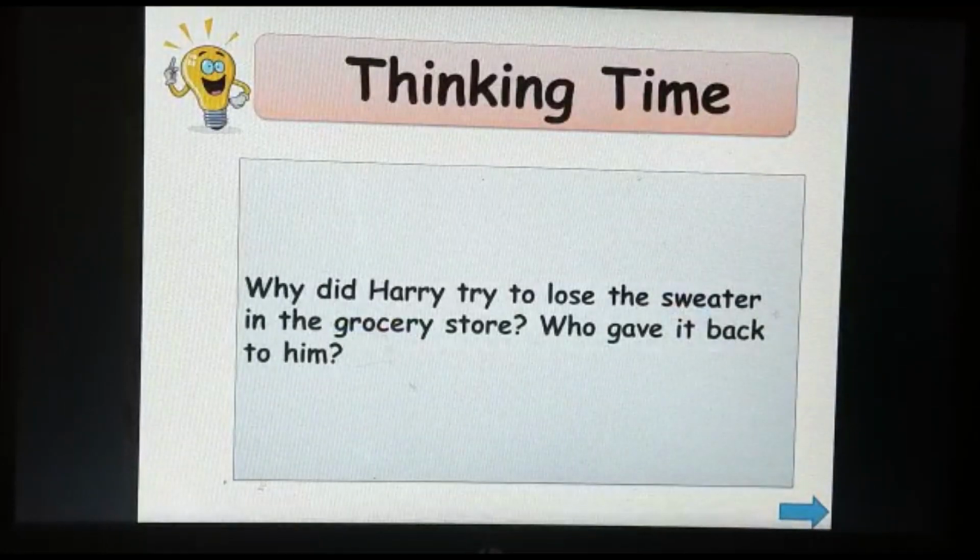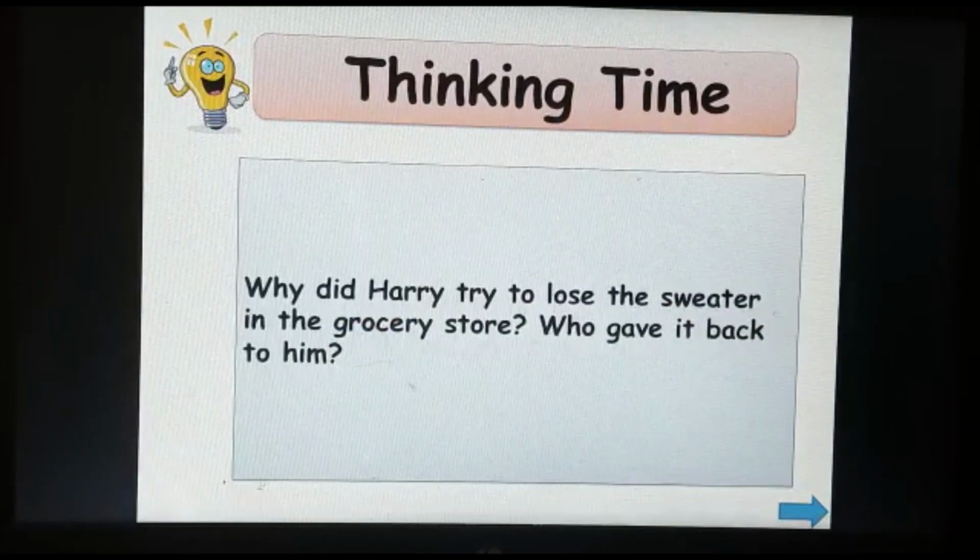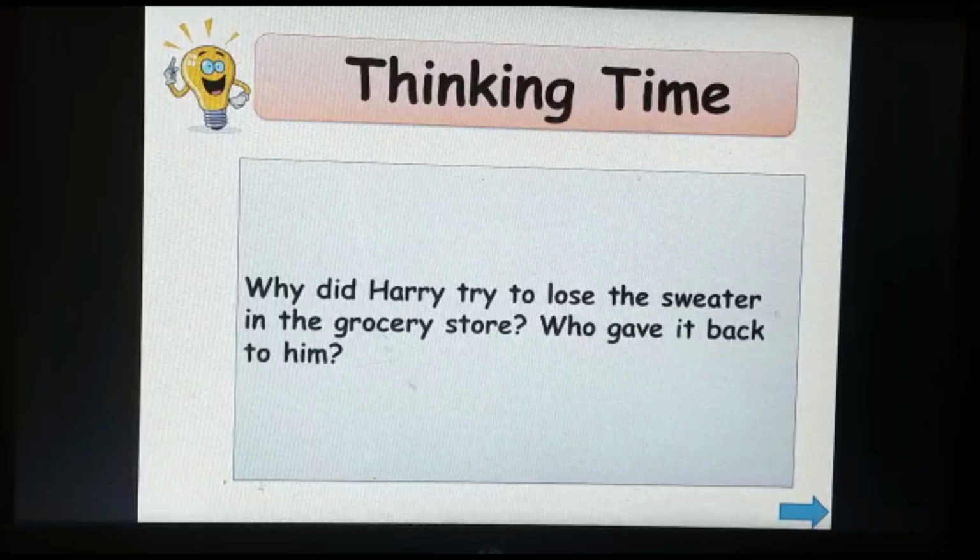Why did Harry try to lose the sweater in the grocery store? Now comes the grocery store question. The first time he lost it in the pet department. The second time he lost it in the grocery store. And the third time he lost it in the flower department. So in all three departments he tried to lose it. And now here the children will give the reason why it was happening and why he tried to lose it. Of course, he didn't like the roses.